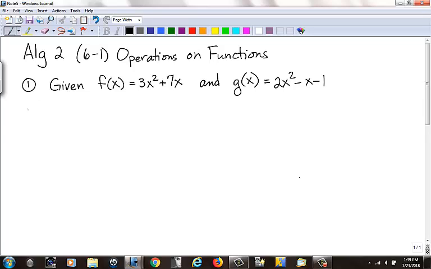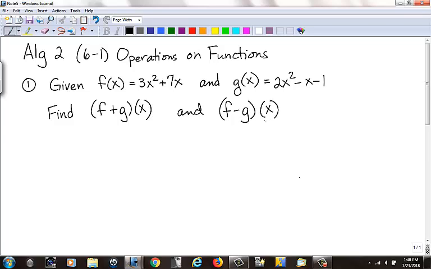Okay? But they will ask you to find, we're going to look at all 4 operations, and in the directions it asks you to find f plus g of x. And look at how that's written, where the parentheses are. So they're basically asking you to add those 2 functions together, and they're asking for f minus g of x. So they're asking you to subtract. So we're going to work those 2 separately.